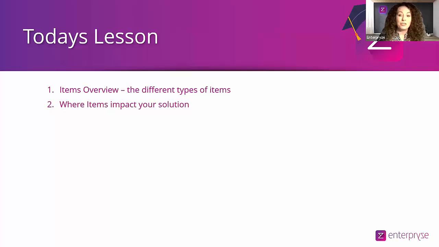Where these items impact your solution. As you enter an item into the system, what happens next? What's the implication, for example, on your general ledger? So that's the accounting postings. What is the effect within the system?